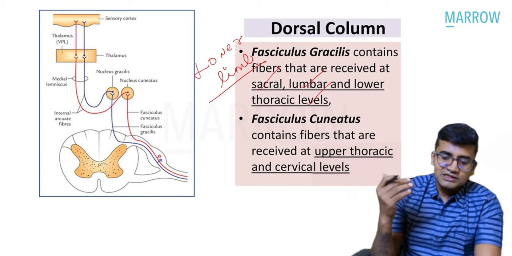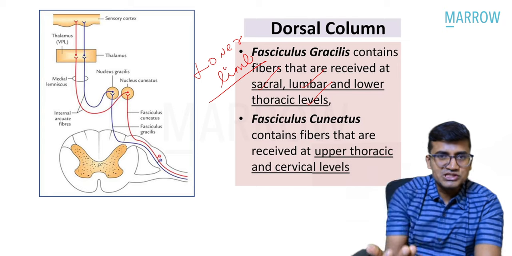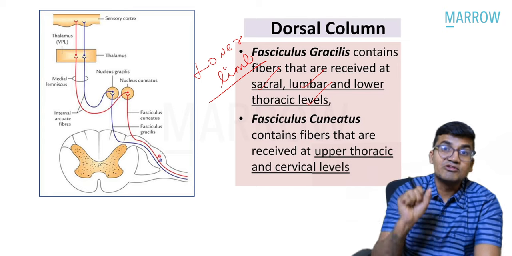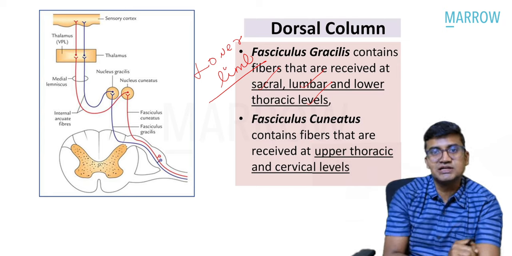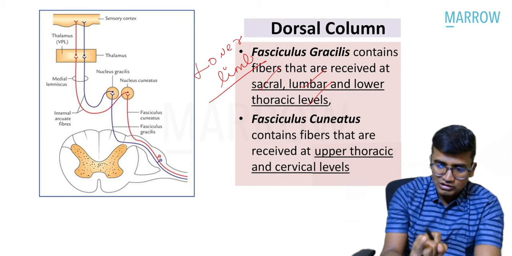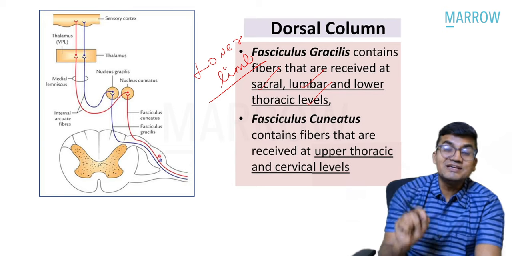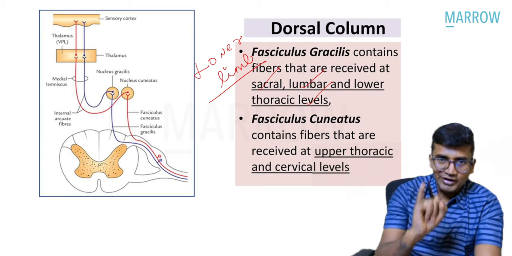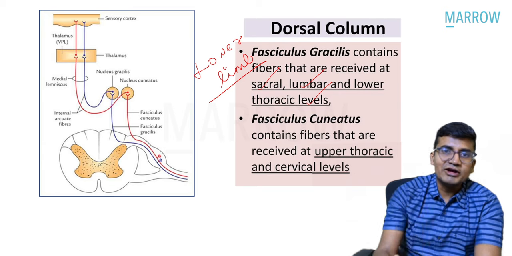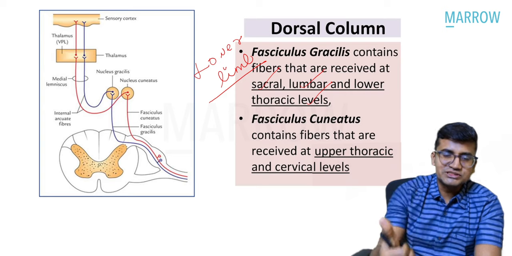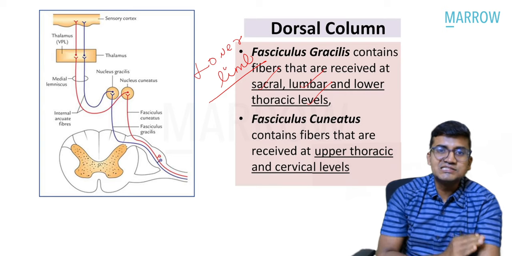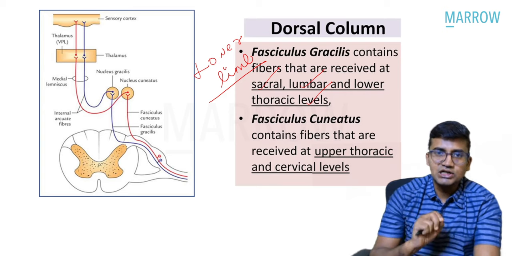And we know that the dorsal column carries what type of sensory modalities? Very good. Fine touch. That itself is a question. Fine touch is carried by the dorsal column tract. Crude touch is carried by the spinothalamic tract. So fine touch, proprioception, vibration, stereognosis, position sense, all these are sensory modalities carried by our dorsal column tract.